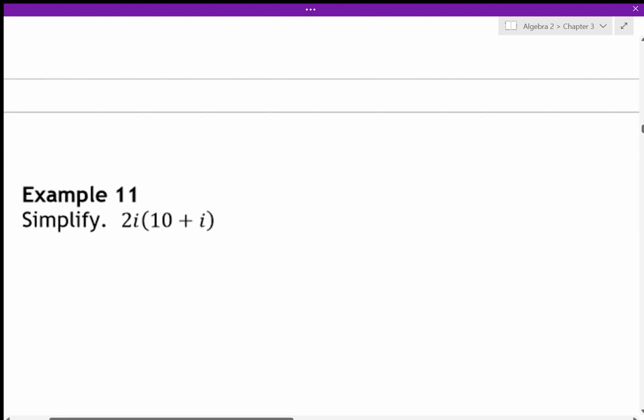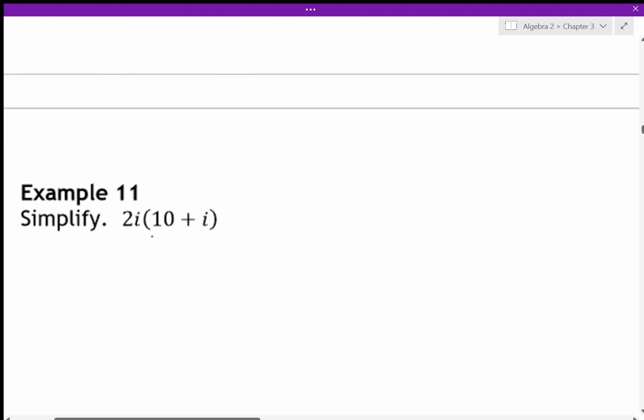Example 11. Now here we're going to have to distribute. When we distribute into the first part, we get 20i. And then when we distribute to the second part, we get plus 2i squared.